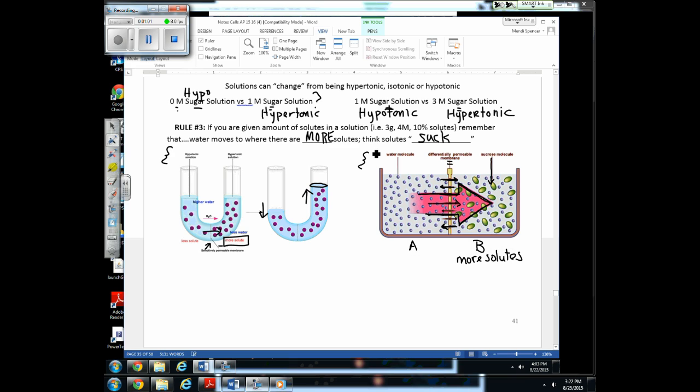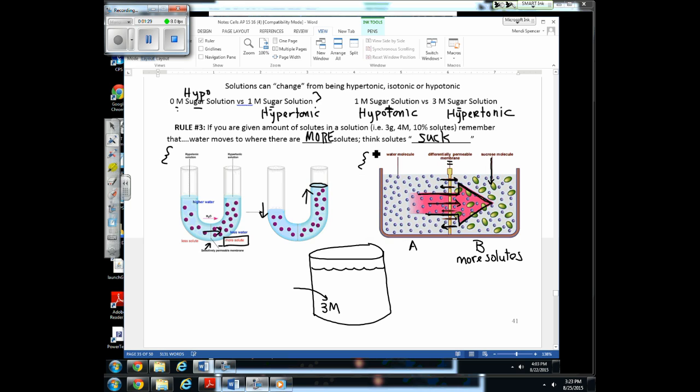Let's do one more example. So I'm going to put a beaker here, and I'm going to add a solution to it. And the concentration of this solution is going to be 3 molar. And again, this M is just a measurement of concentration. It means moles per liter. So if you see that M, we're just giving you some kind of indication of solute concentration.